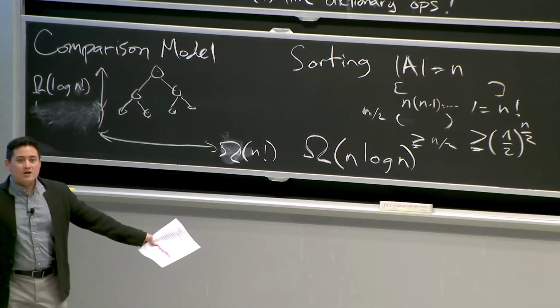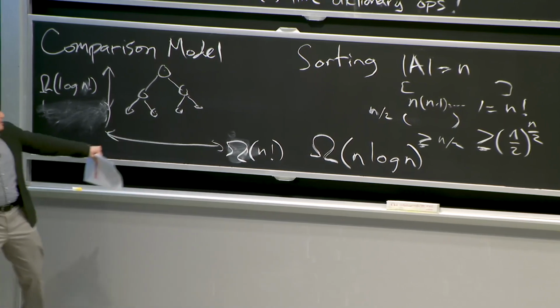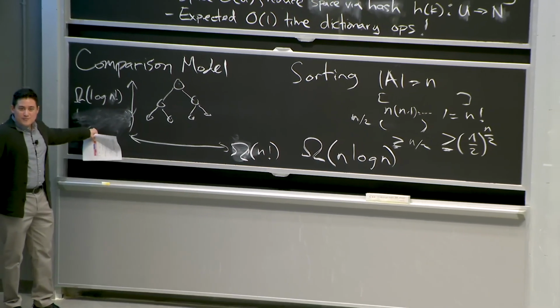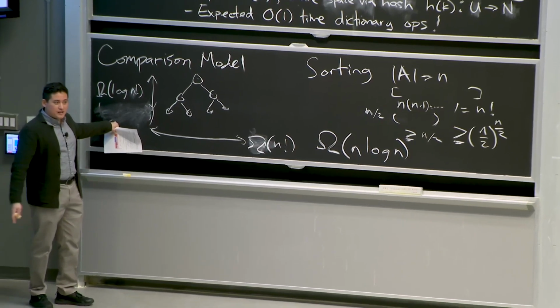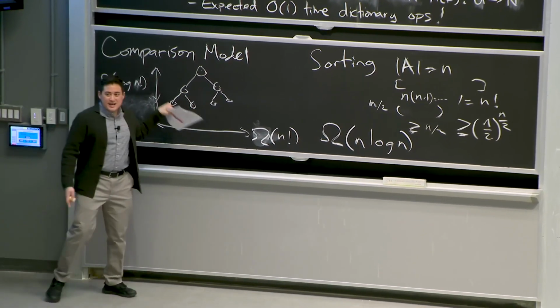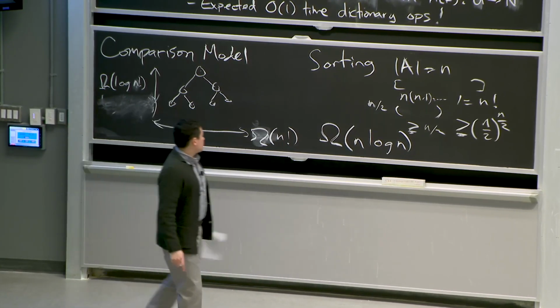We're just piggybacking on the analysis we had about decision trees, connecting leaves with the minimum height of any binary tree on that number of leaves, and just replacing n with n factorial. Nothing super interesting here. Yeah?